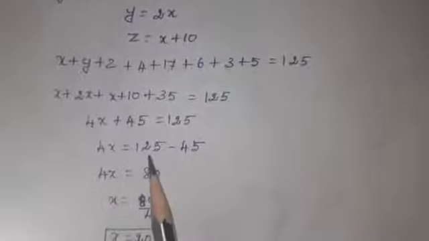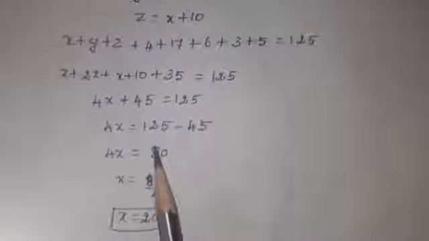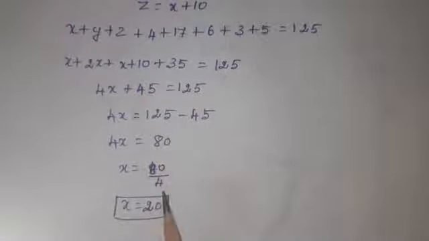4x plus 45 is equal to 125. 45 comes to this side, minus 45. 4x is equal to 125 minus 45, it is 80. x is equal to 80 by 4. When you cancel, you will get x value is 20.